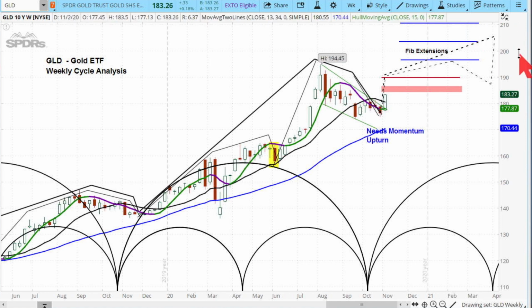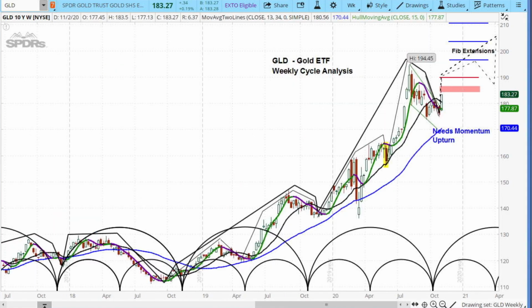Our monthly patterns project even higher later out in the year. Remember, we're looking at declines in the dollar very, very likely out into the fall, and that is going to be a good environment for the gold market. So this, you could see how the cycles lay out and how we look at that.